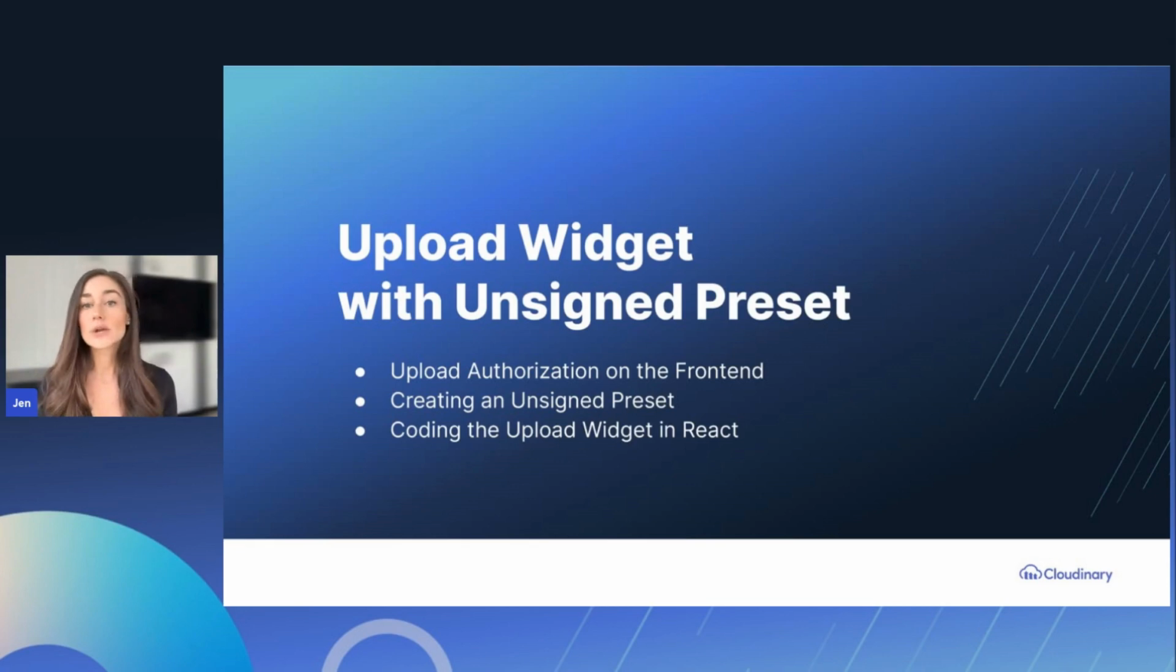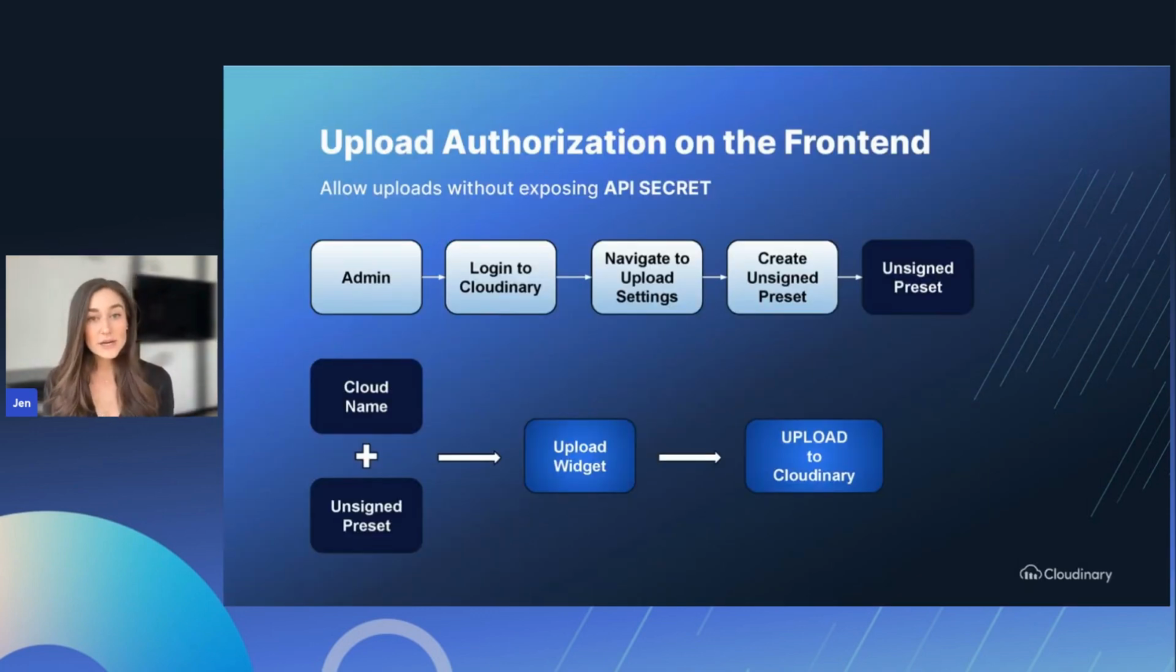To get started, we'll create an unsigned preset. This preset is not only going to provide authorization, but it also includes instructions that will be executed during the upload process. Let's explore the code required to set up the widget within our application. This here is the workflow for creating an unsigned preset and coding the upload widget. So let me demonstrate how you'd put this workflow into action.